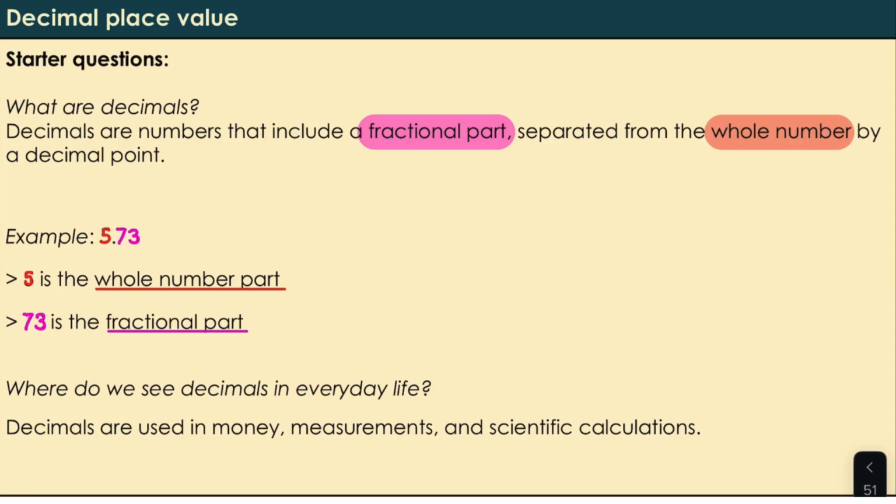Our third question, where do we see decimals in everyday life? Decimals are used in money, measurements, and scientific calculations. Well, if I look at my cryptocurrency Bitcoin, one Bitcoin is valued at a dollar value where we can see a fractional component, the 0.41.